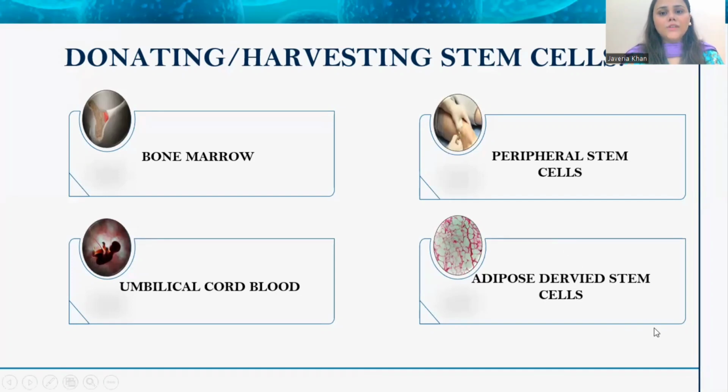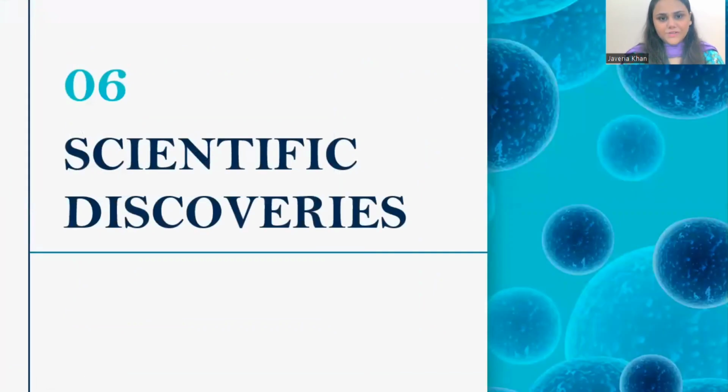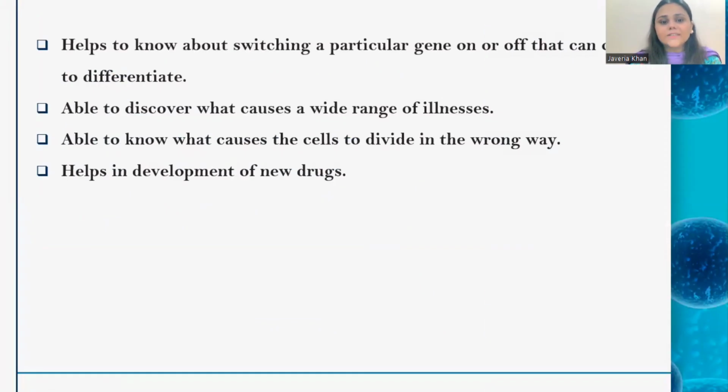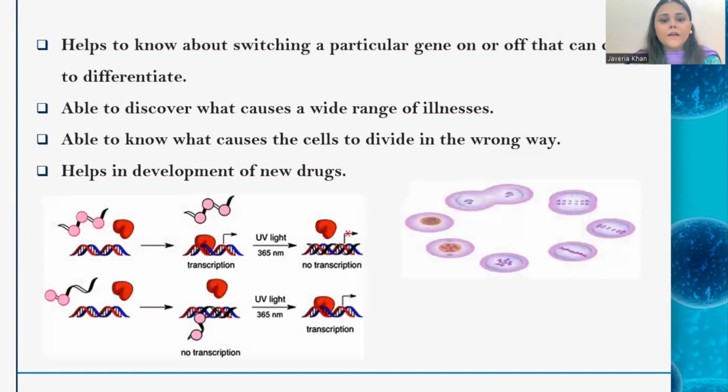Cells are not only useful for potential therapy but also for some research purposes. For instance, scientists have found that switching a gene on and off can cause a cell to differentiate. This helps the scientists to investigate which gene or which mutation can cause which effect. Next, they are able to discover what causes a wide range of illnesses or conditions.